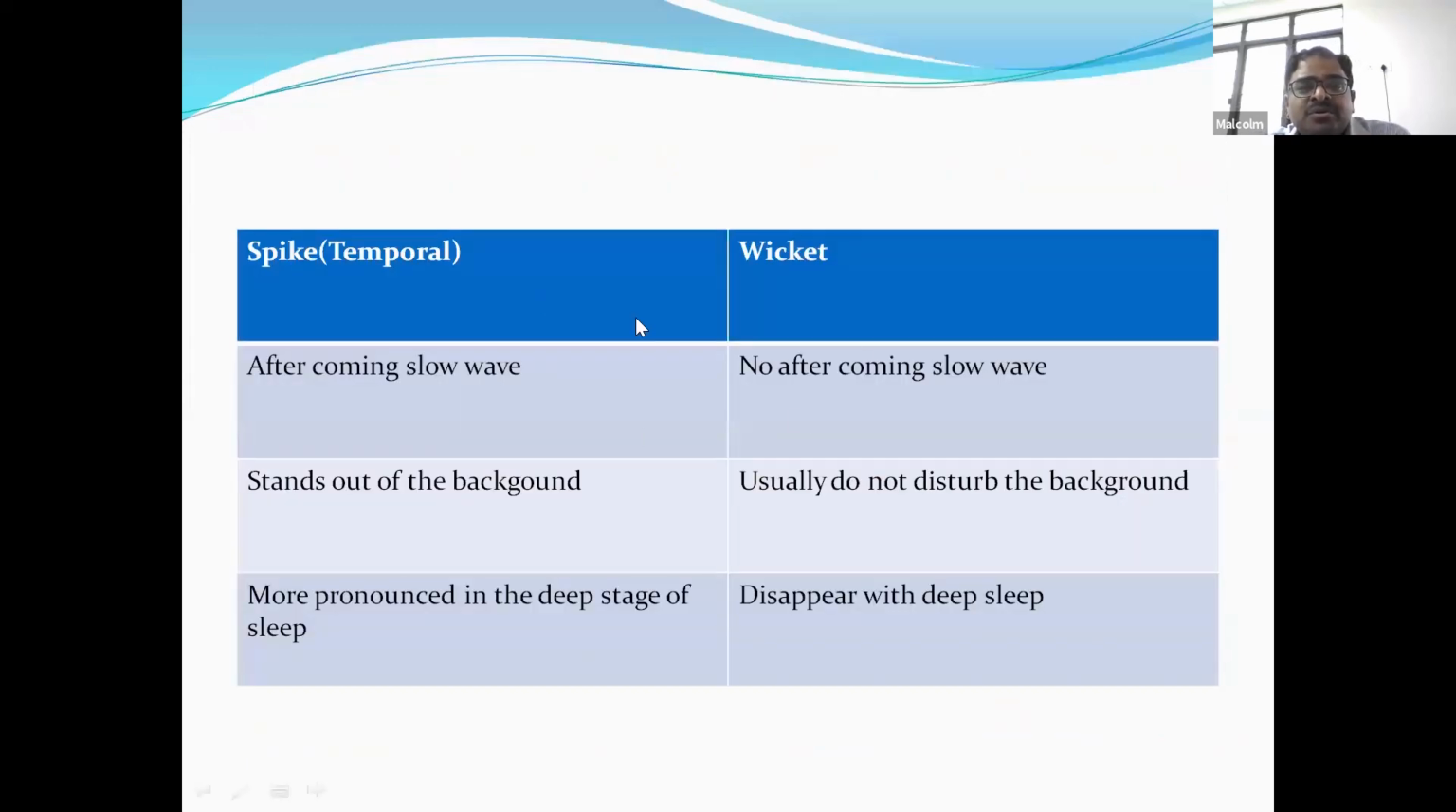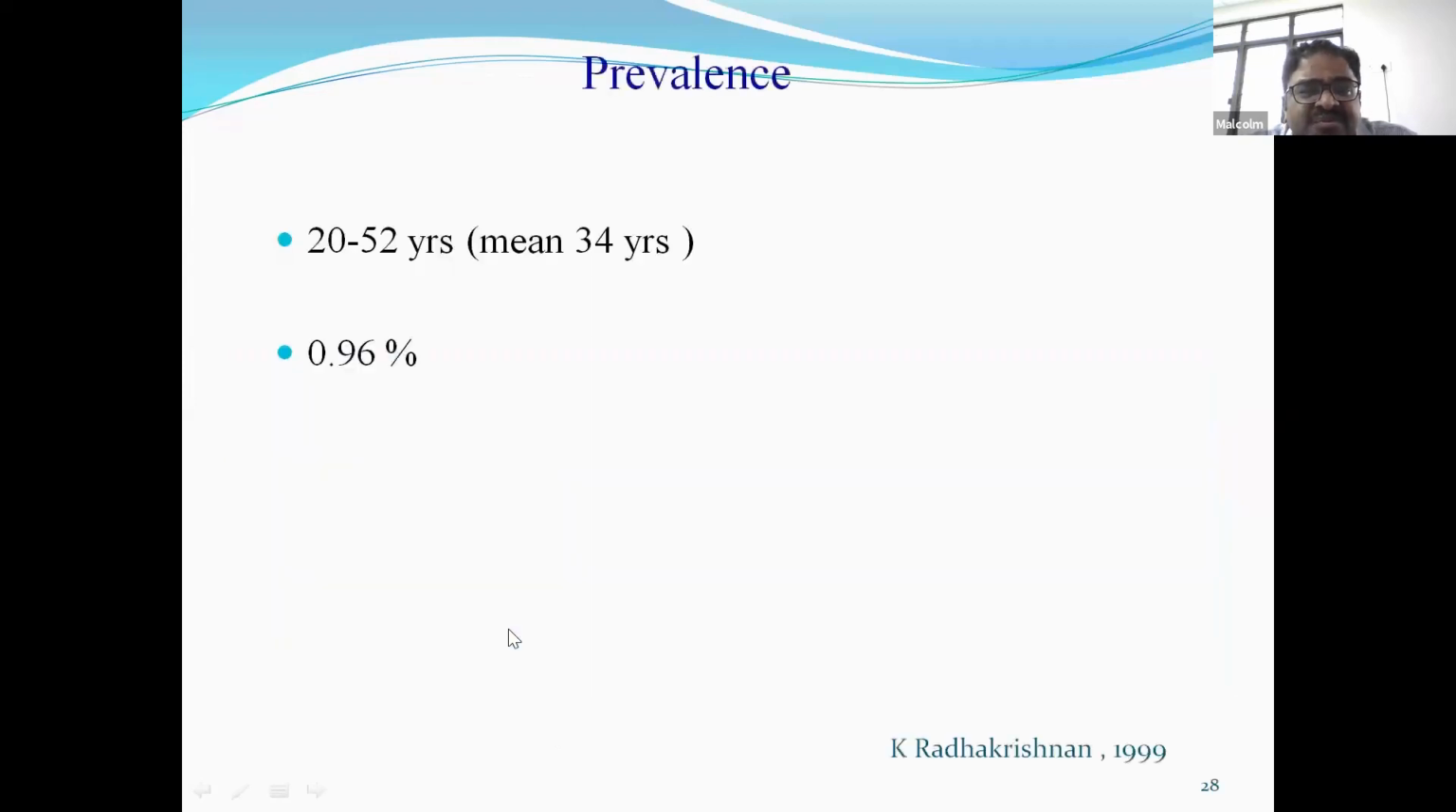So the crucial points of difference between a wicket spike and a temporal spike are these. In a wicket, there is no aftercoming slow wave, while in a spike there is an aftercoming slow wave. The wicket usually does not disturb the background, while the spike stands out of the background. The wicket disappears with sleep, while the true spike becomes more pronounced in deeper stages of sleep. The common age group is between 20 and 50 years, and the prevalence is around 0.96%.